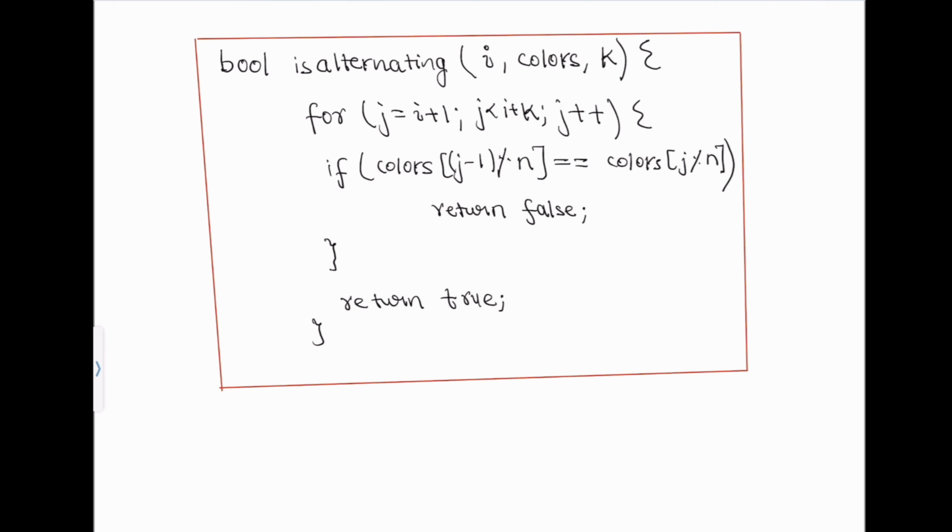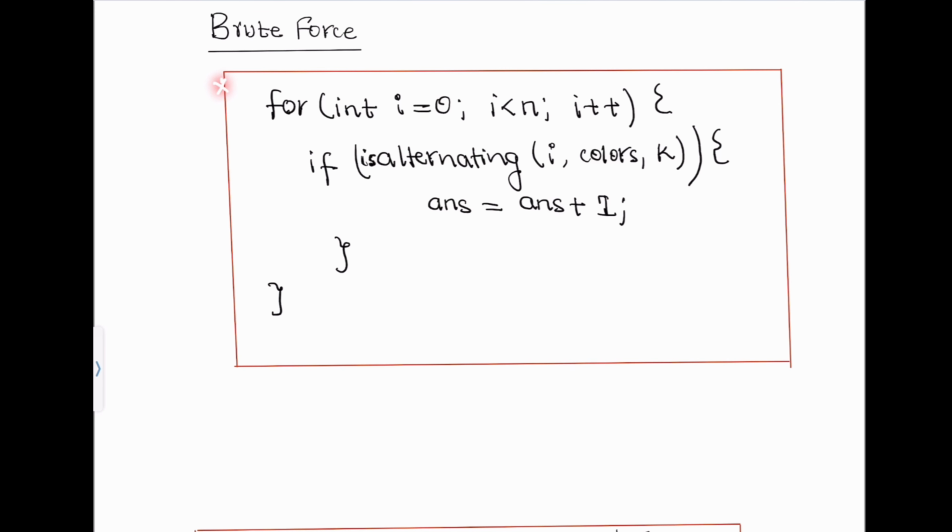So in case j minus 1 is equal to n, and we are assuming zero-based indexing, since colors of n doesn't exist, n modulo n will give you 0 and it will throw you back to the first element. So the use of the modulo sign is very important over here so that we can iterate the array in a circular fashion. And that's how we create the is alternating check. And that's how this brute force works.